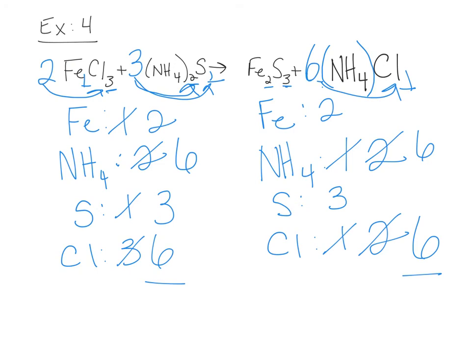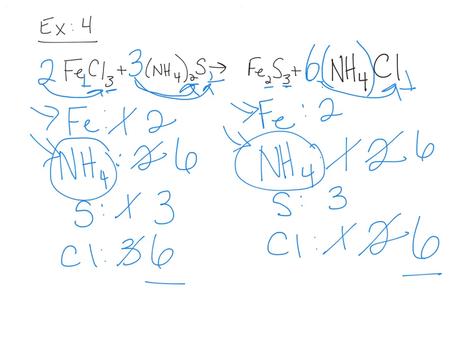So the big thing here is first to make sure that you keep your polyatomic ions together, that you do your metals first, and the ammonium is a metal as well because it has a positive charge, so it's considered a metal compound. So we're going to do those first, and then leave your nonmetals till the end. And you can see that my iron, my ammonium, my sulfur, and my chlorine now balance correctly.